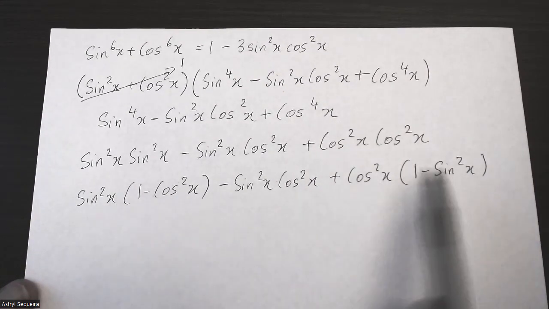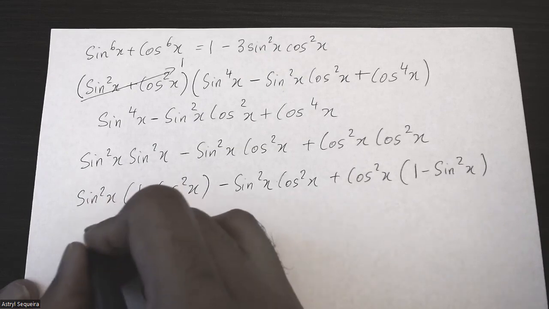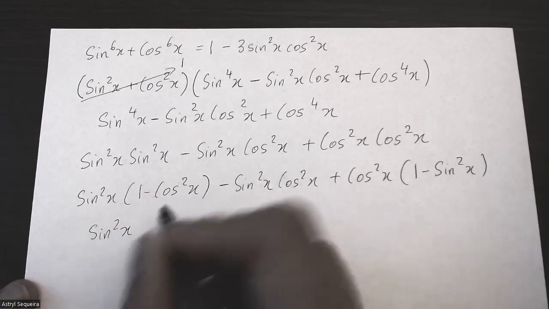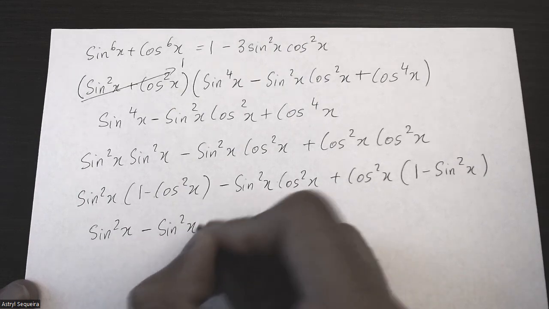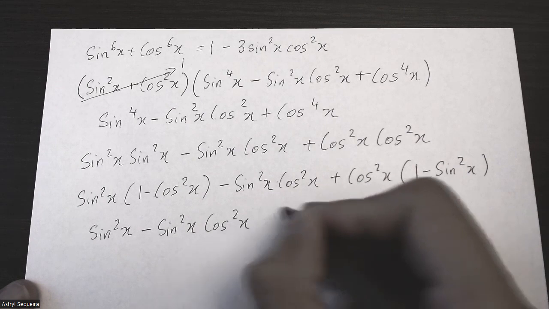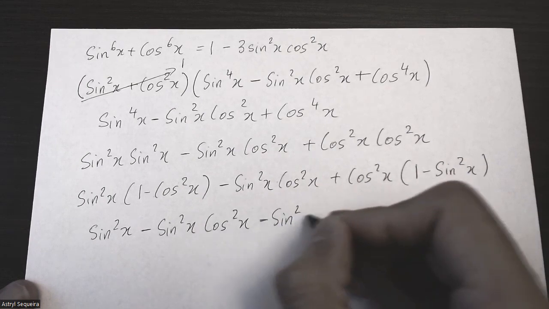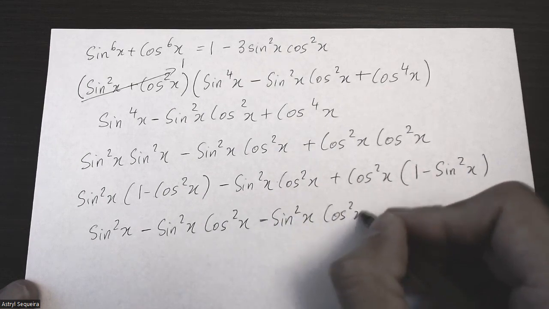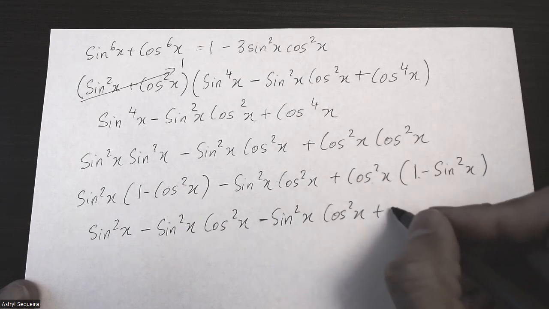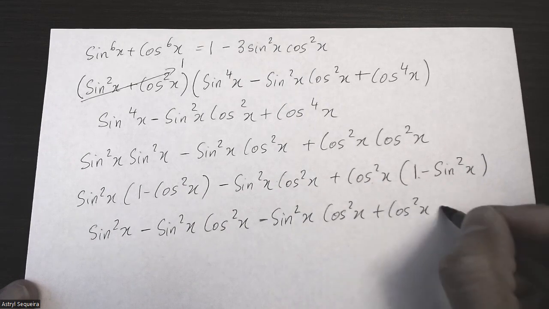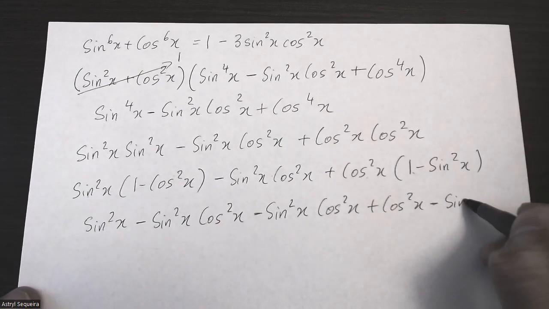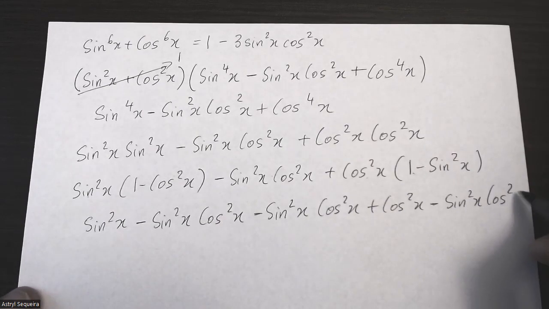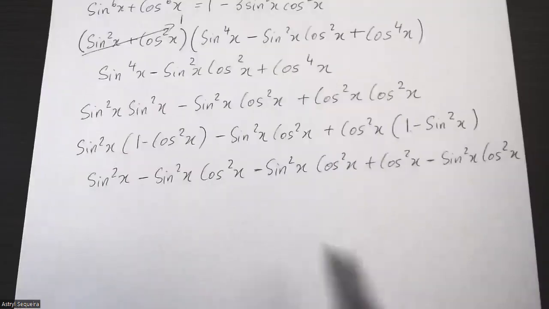I'll now get rid of these two brackets. Sine square times 1 is sine square x. Sine square times negative cos square is negative sine square x cos square x. I'll write the middle term exactly the same. Cos square times 1 is just cos square x. And cos square times negative sine square is negative sine square x cos square x.